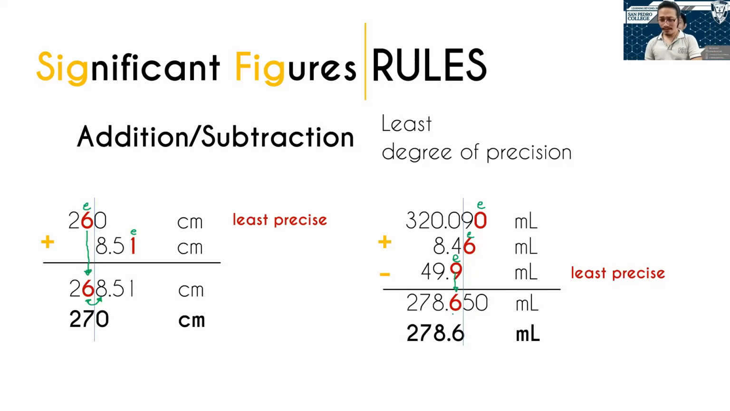I hope I am making sense. So our answer must only be until 6. Then look at the digit to the right. That's 5. So that means following rounding rules, that's 278.6 ml. Maybe you may wonder, bakit 6, sir? Bakit 6, hindi 7?